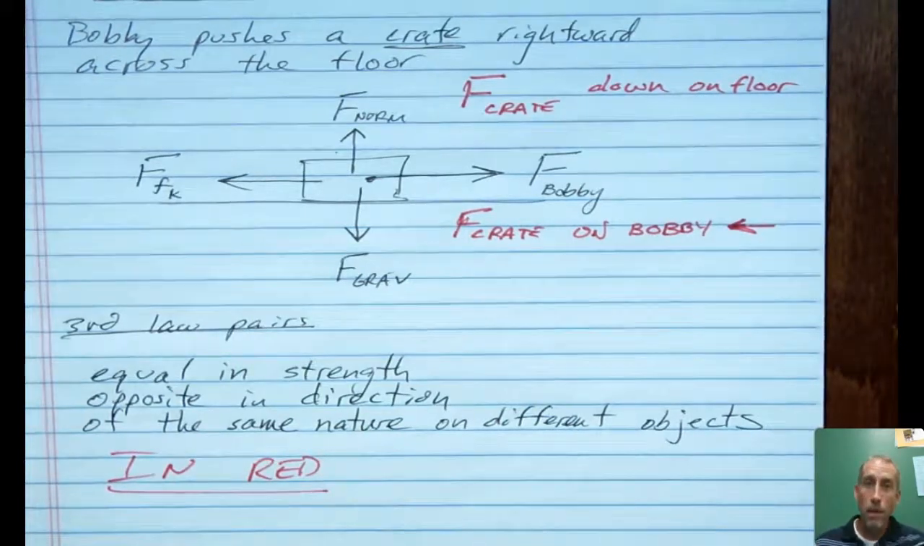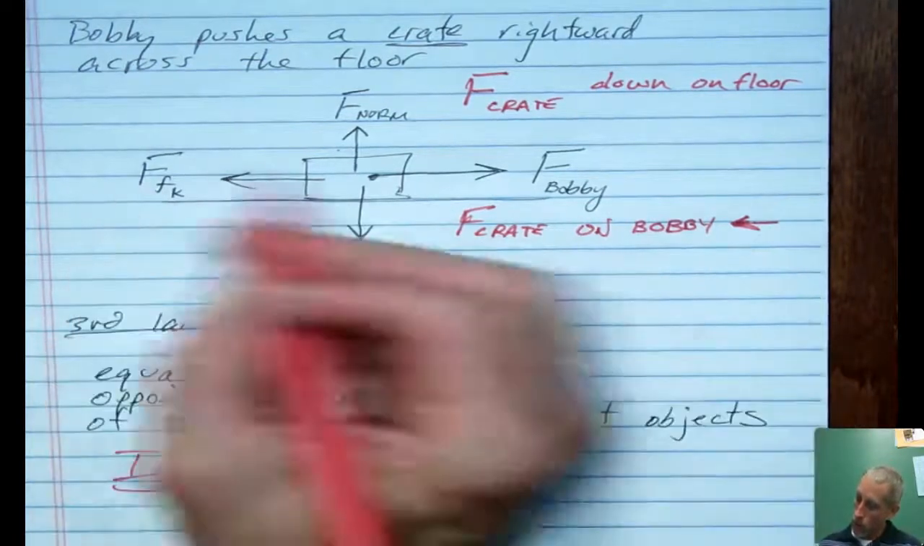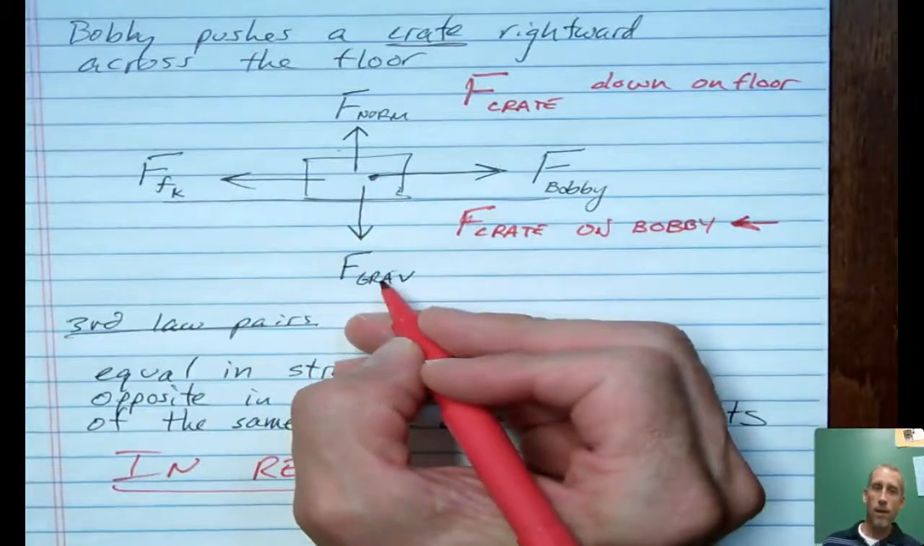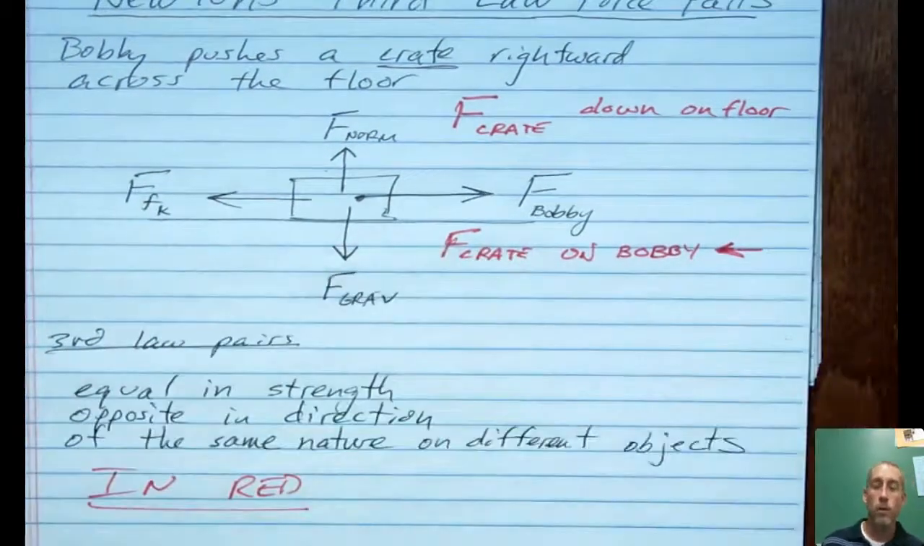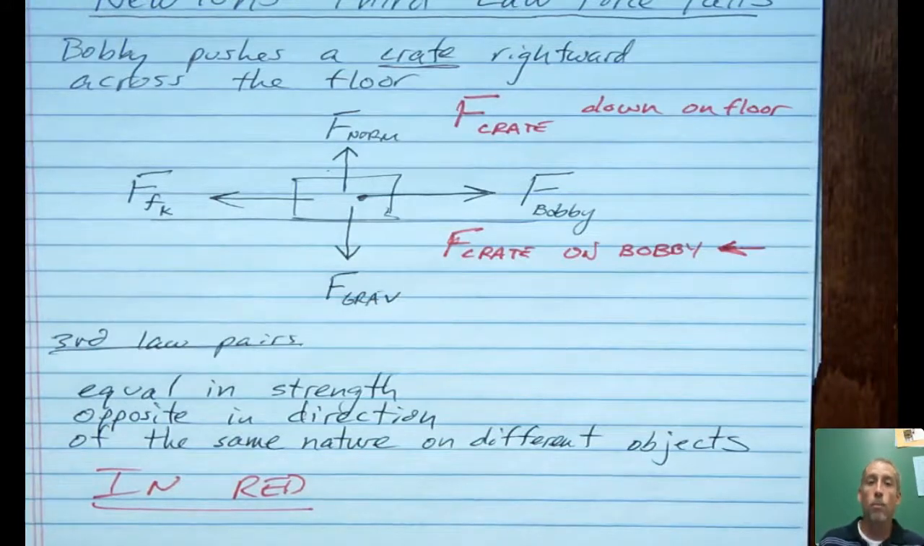Now, Bobby's alive and is consciously trying to push the crate. Of course, the crate is not alive and doesn't consciously do anything, but you don't have to be conscious to exert a force. So, what about the third law counterpart to gravity? What is gravity really? Here's one of the most commonly misunderstood ones. The Earth's gravitational field exists because of the mass of the Earth. So it's really the entire Earth pulling downward on the crate.